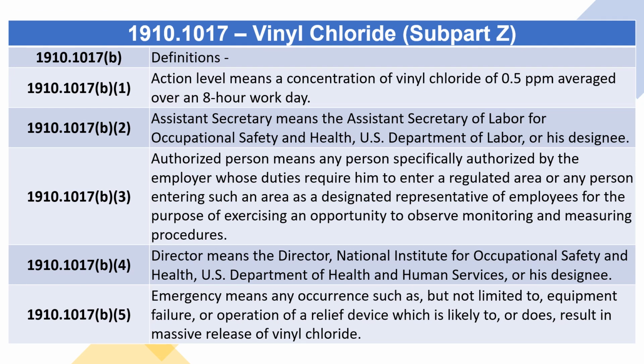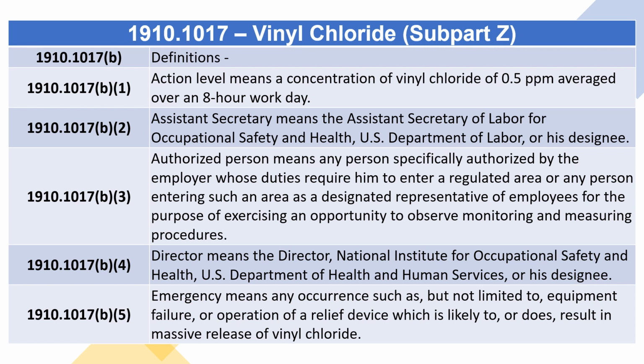1910.1017, B. Definitions. 1910.1017, B1. Action level means a concentration of vinyl chloride of 0.5 ppm averaged over an 8-hour workday. 1910.1017, B2. Assistant Secretary means the Assistant Secretary of Labor for Occupational Safety and Health, U.S. Department of Labor, or his designee.